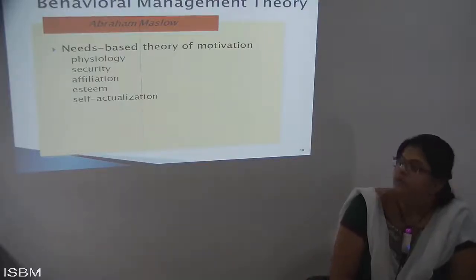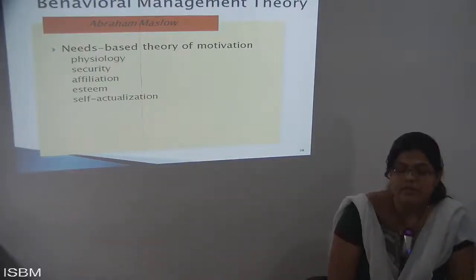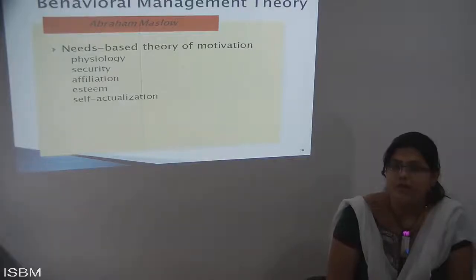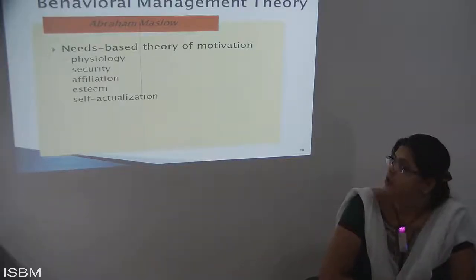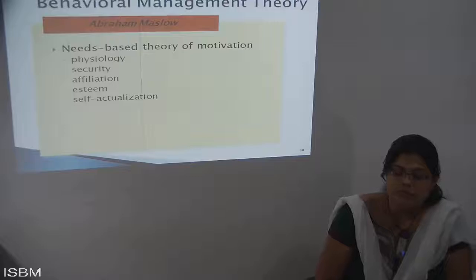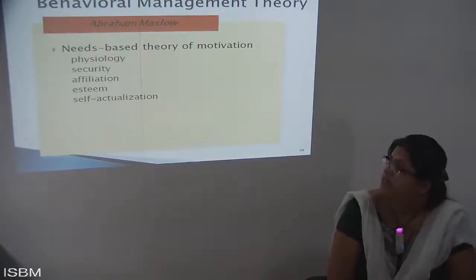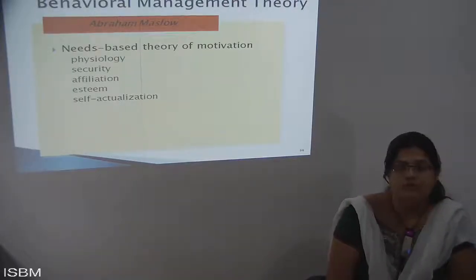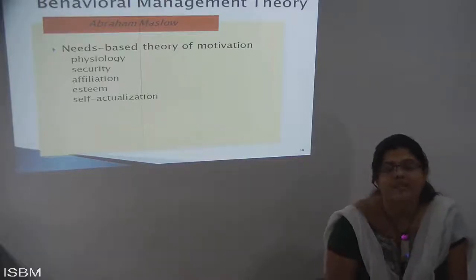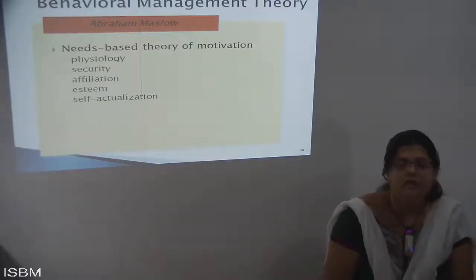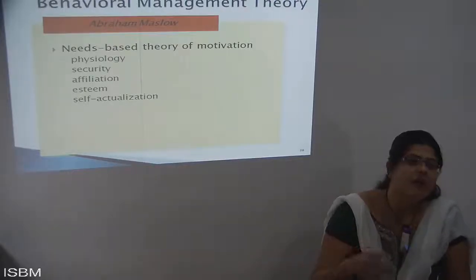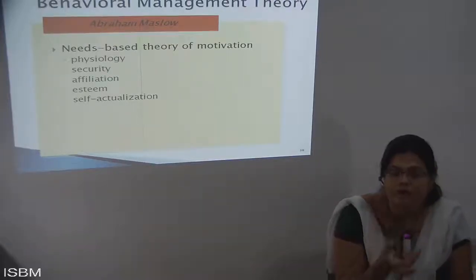Now he has given certain needs, certain theories related to motivation: physiology, security, affiliation, esteem, self-actualization. With these five elements he has shown how employees get motivated with the help of behavior, meaning how you behave, how you interact and coordinate with people in the organization.